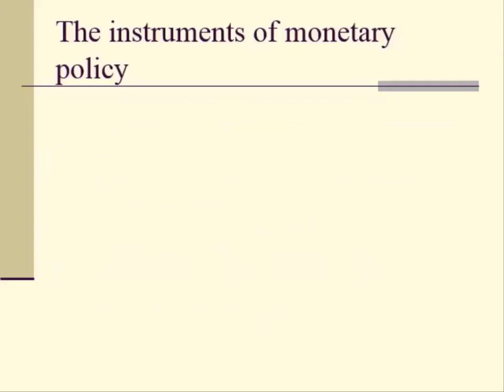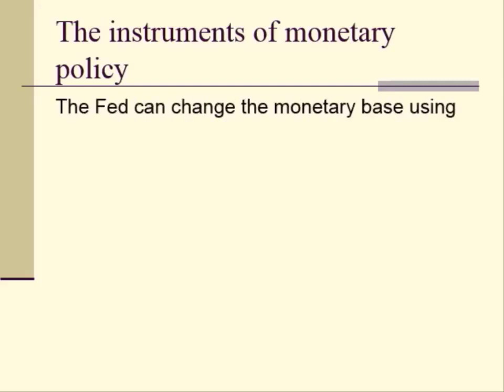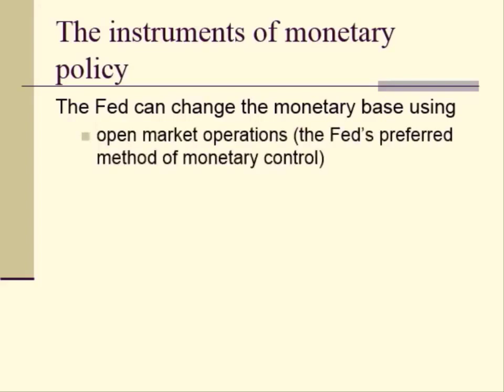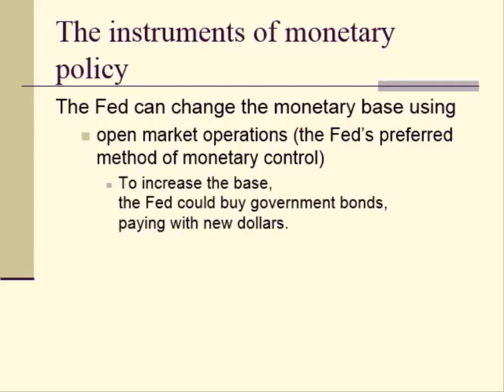Now let's look at the instruments of monetary policy based on the model we just derived. First, the Fed can change the monetary base using two means. First, the open market operations. That is the Fed's preferred method of monetary control. If the Fed wants to increase the monetary base, the Fed could buy government bonds, paying with new dollars.